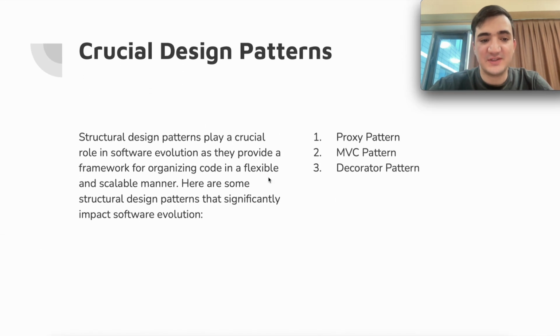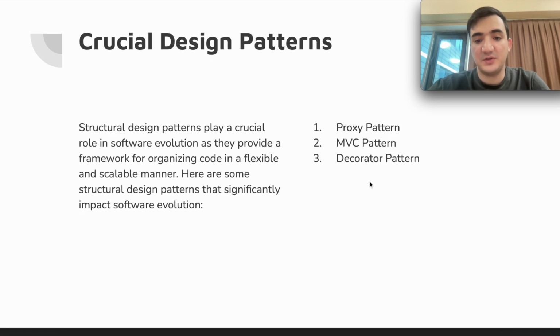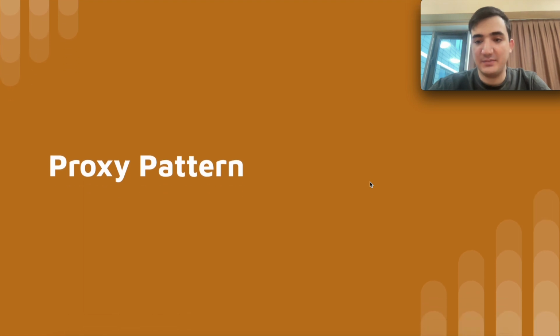So, some crucial design patterns. Structural design patterns play a crucial role in software evolution because they provide a framework for organizing code in a flexible and scalable manner. And so, some examples we're going to look at today include the proxy pattern, MVC pattern, and also the decorator pattern. So, to begin, let's start by looking at the proxy pattern.